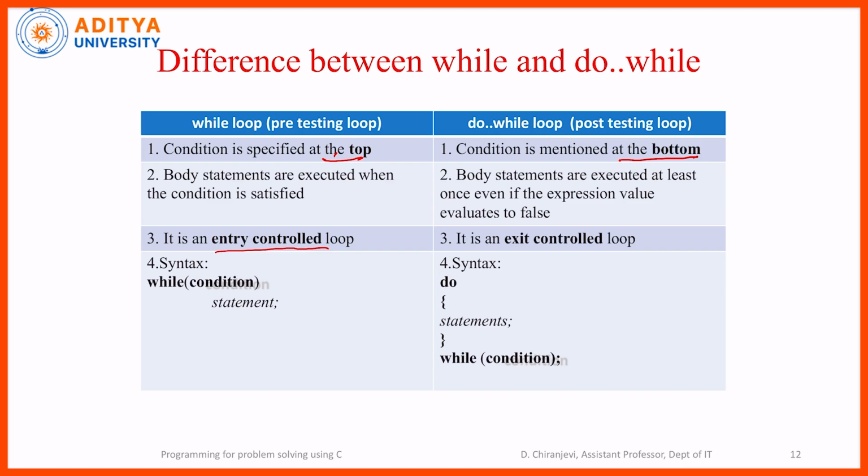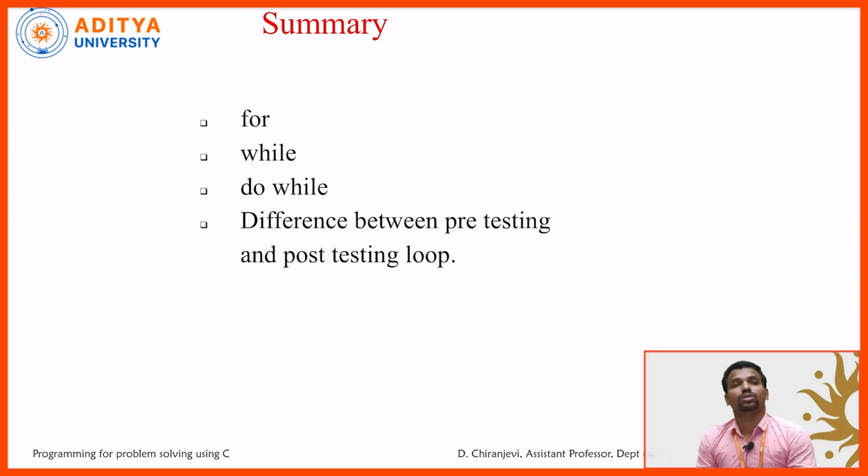The syntax I have already discussed. You cannot use any semicolon with entry checking loops, for and while, and with the do while loop we need to use a semicolon at the end of the while. So examples of pre-testing loops are the for loop and the while loop. For the post-testing example, do while only. Now the summary of this lecture is, I have discussed the for loop, while loop, do while loop, and then the difference between pre-testing and post-testing loops. Thank you.